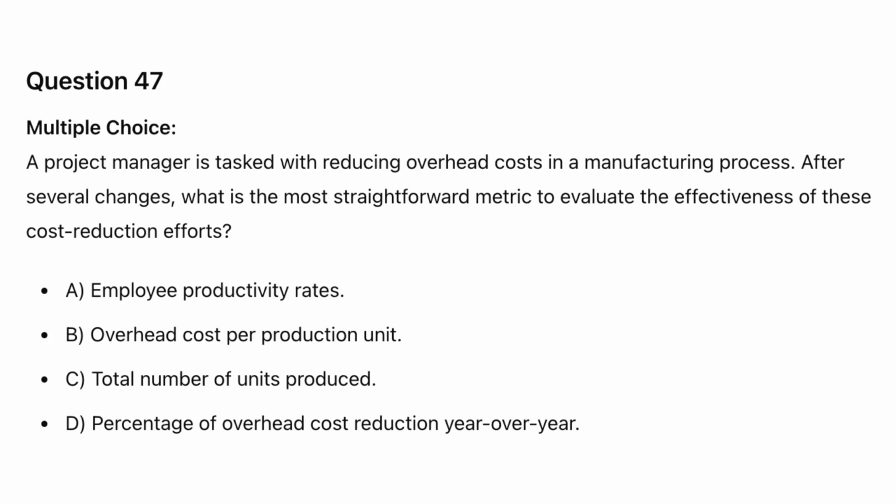Question 47. A project manager is tasked with reducing overhead costs in a manufacturing process. After several changes, what is the most straightforward metric to evaluate the effectiveness of these cost reduction efforts? A. Employee productivity rates. B. Overhead cost per production unit. C. Total number of units produced. D. Percentage of overhead cost reduction year over year.